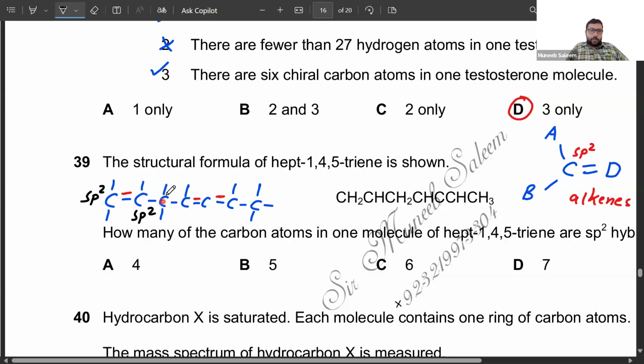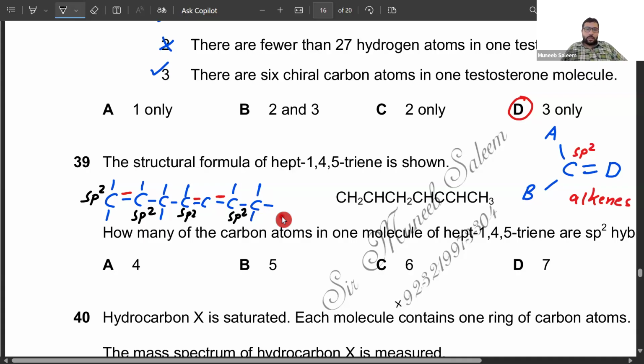Then skipping this carbon because it is bonded with 4 different atoms, it is not sp2. Then this carbon, it has double bond and it is bonded with 3 more atoms, the right carbon, the left carbon, and above hydrogen. So this one is sp2 hybridized. And then this carbon, if we skip this carbon and move on to this carbon, it is also bonded to double bond and 3 atoms, 1 carbon left, 1 carbon right, and 1 hydrogen above. So this is also sp2.